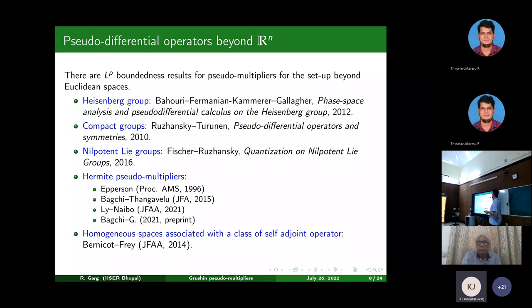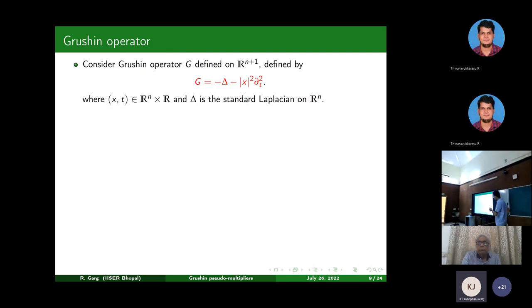So on homogeneous spaces, in 2014, Wenicott and Frey wrote the notion of pseudo-differential operator for a general class of self-adjoint operators on doubling metric measure spaces. And this is something I want to write on the board. It's like, what does one want to work with when one is leaving R^n? Okay. So yeah, I think this is the right name.